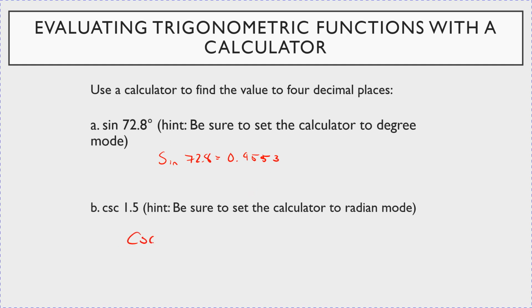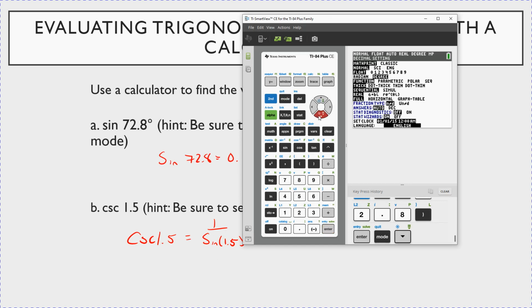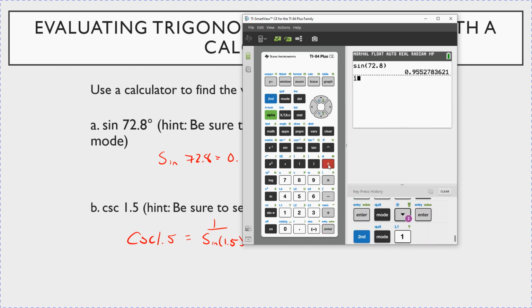Now cosecant of 1.5, so now it's in radians. What is cosecant? You're going to have to do this as 1 over sine of 1.5, so you'll use the reciprocal identity. You're going to have to go back to mode and put it in radians. Then you go 1 divided by sine. Now that it's in radians, I can put in 1.5. And look, it's 1.0025.